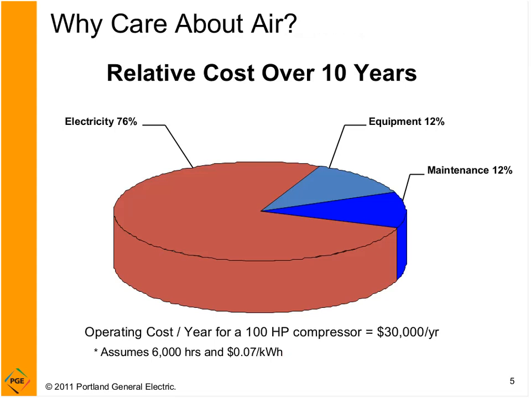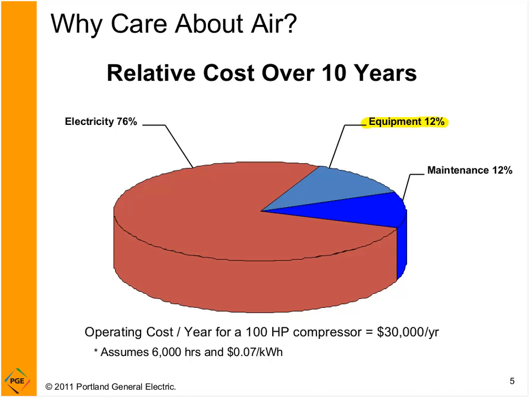Okay, why should we care about compressed air? This is really a fascinating slide. If I take a look at a life cycle cost of a compressed air system over 10 years, there's a lot of things that go into it. One thing is your first purchase of the compressor itself, and that might represent 12% of the cost. If I get my little highlighter to work, there we go. 12% of the cost. That's right up front equipment.